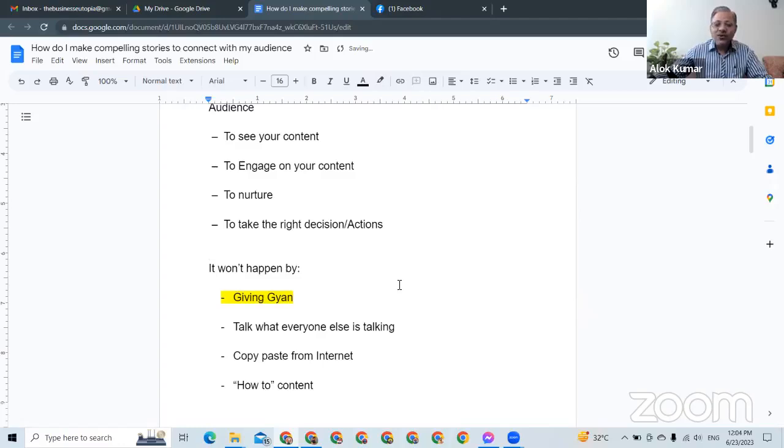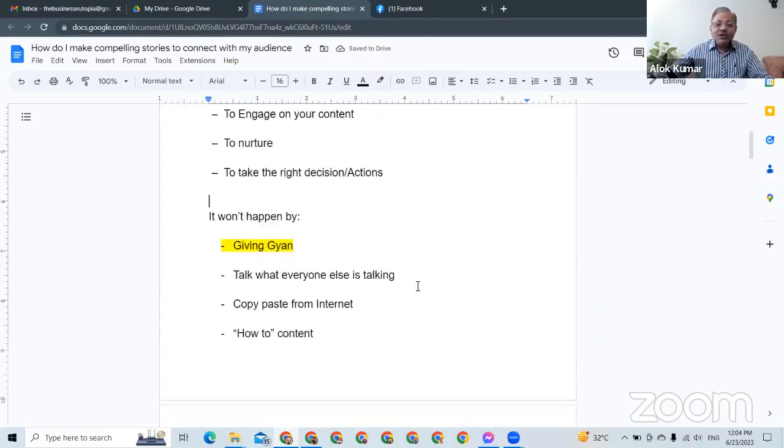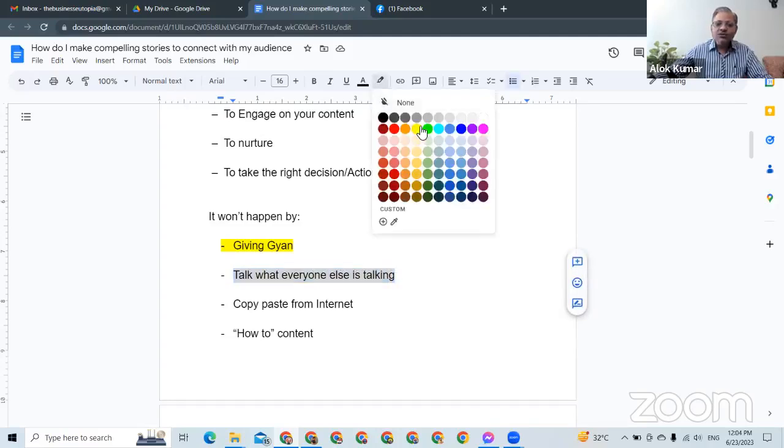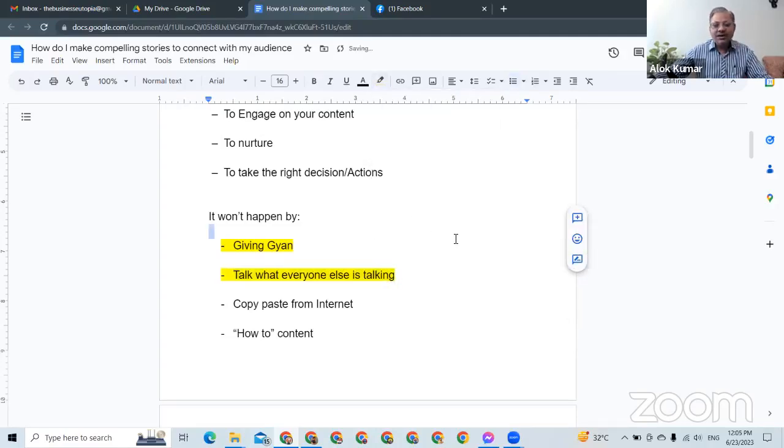So giving gyan is not going to help. If you are talking about the same thing which everybody else is talking about, again, you are lost in the crowd. So don't talk about what is being talked about by everybody else in this market. Then where do you find those contents? You'll see, yeah, this is what everybody is there for. And if this is what everybody is talking about, why should I not be talking about the same thing? But my friends, mind it, if you are just going to replicate what others are doing, you don't have your own USP, and nobody is going to listen to you, right?